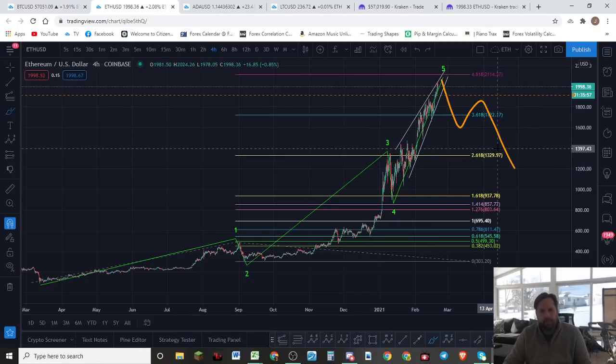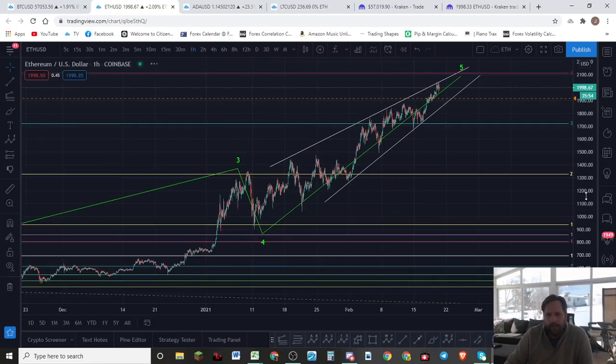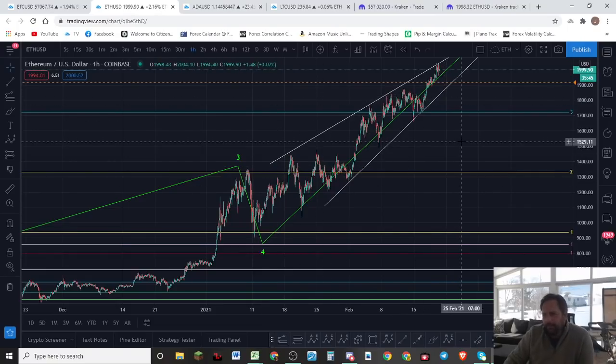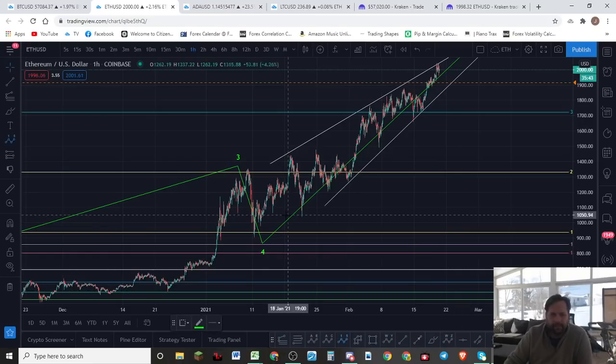Okay. So this ending diagonal, let's look at that a little closer here on the 1-hour chart, and you can kind of see all this. I'm just trying to make sense of all these 3 waves in here. There's nothing but 3-wave action in here, and so it's made it really difficult. So it's led me to think this is an ending diagonal starting right here.